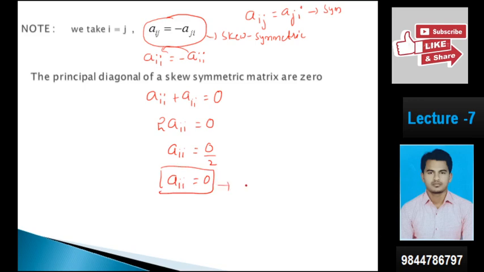These are our diagonal elements, isn't it? Aii means what? 1 1, 2 2, 3 3, 4 4, 5 5. They do not differ, they are equal, the elements are the same. That's why after getting this value, write the statement: the principal diagonal elements of a skew symmetric matrix are 0. That's why I have taken all the principal diagonal elements as 0, because this condition exists, Aii equals 0.